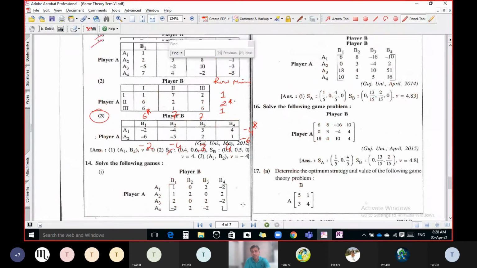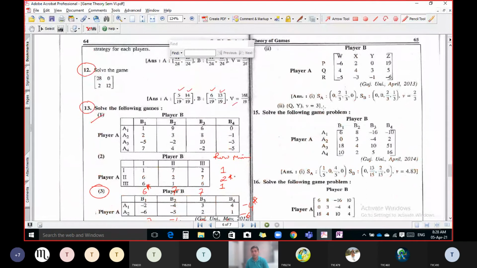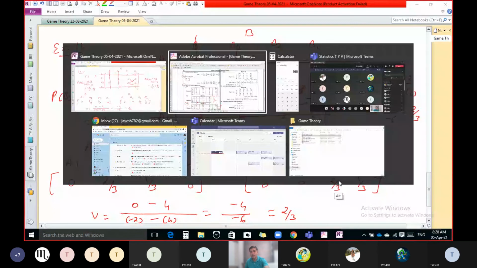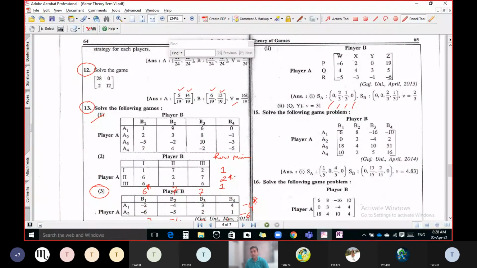So see the answer. For player A, A1, A2, A3, A4, the probabilities are 0, 2 by 3, 1 by 3 and 0. For B, the probability of B1 is 0, B2 is 0, B3 is 2 by 3 and B4 is 1 by 3. And the value of the game is what? 2 by 3. So this is the way to find the answer.